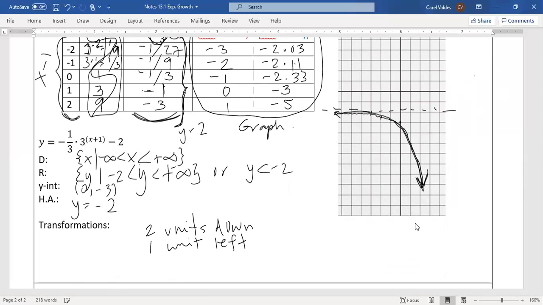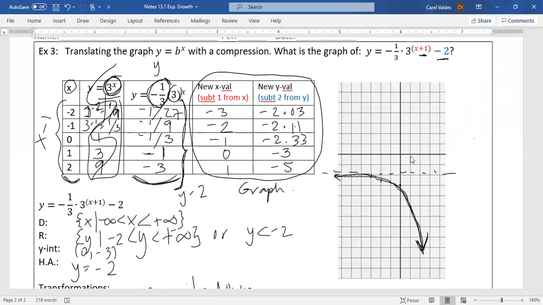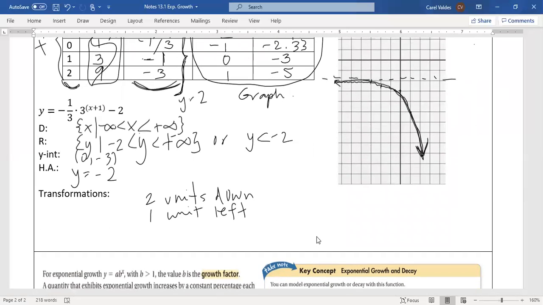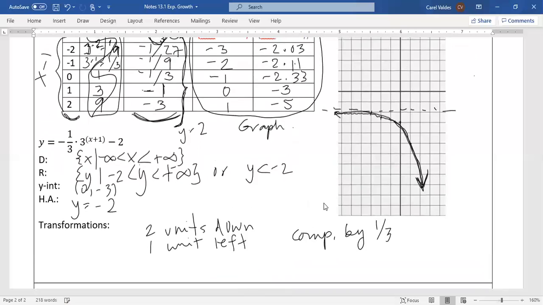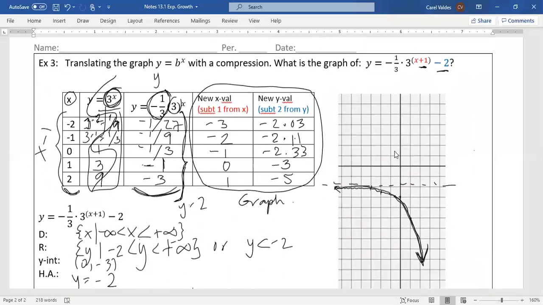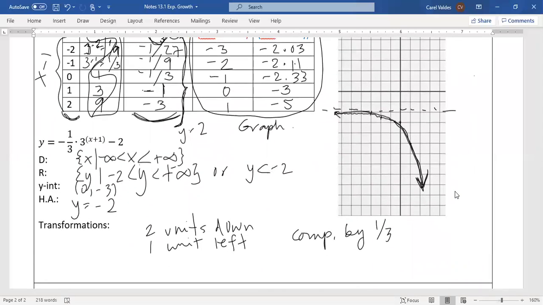Then because your a value is 1/3, right, that's between 0 and 1, that's going to be a compression by 1/3. And the last part you're going to talk about is the negative. The fact that a is negative, it's a horizontal reflection.